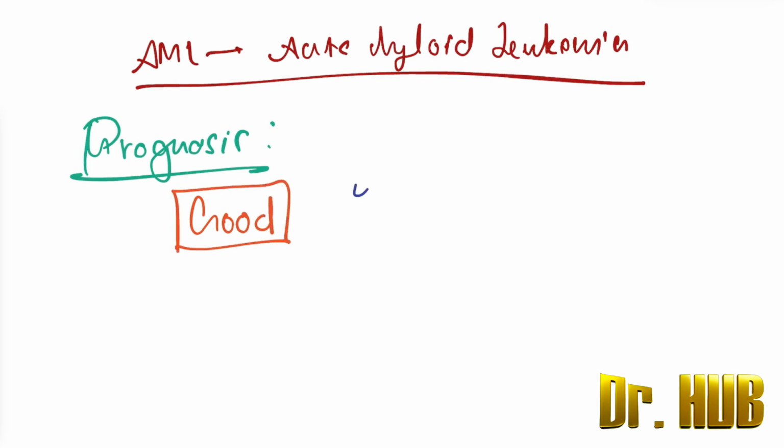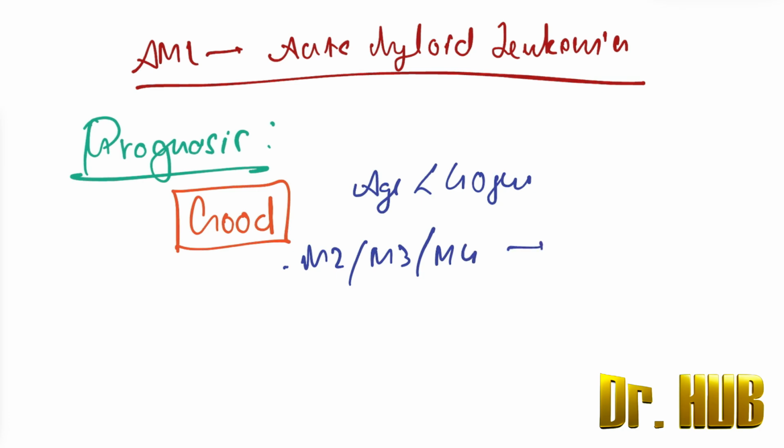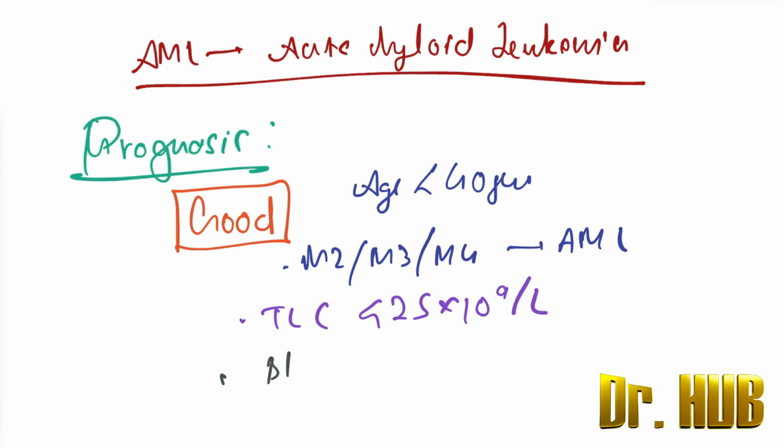Under the good prognosis, this is when the age is less than 40 years. And the M2, M3 and M4 forms of the AML. Then in case the TLC is less than 25 into 10 to the power 9 per liter. Then also the blast cell with the Auer rods.